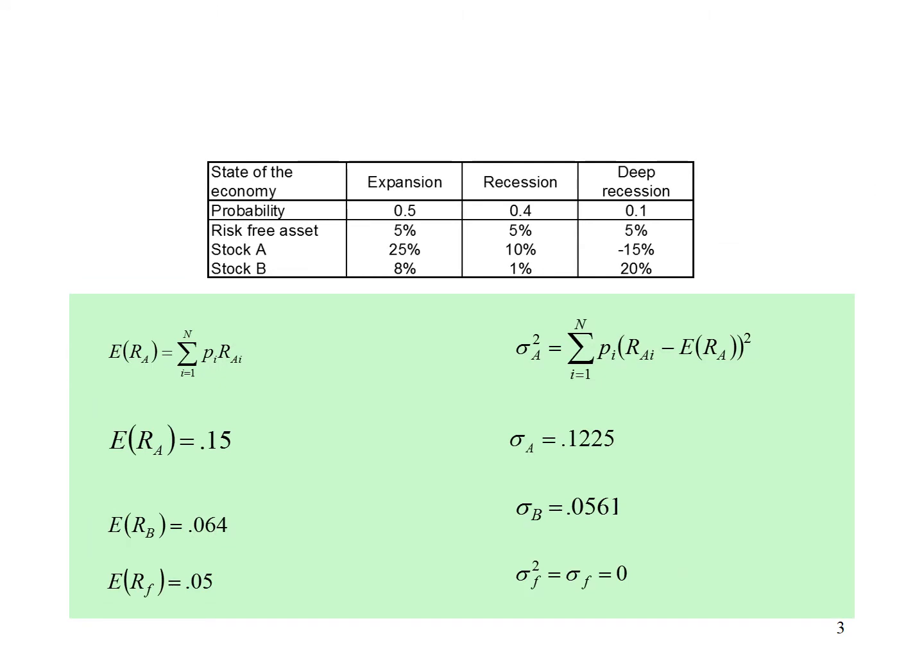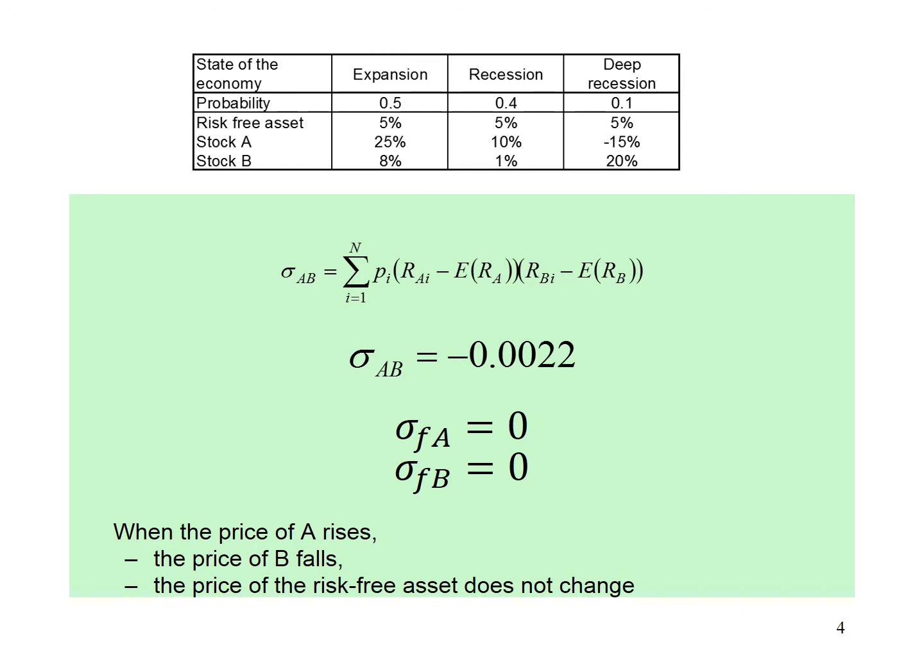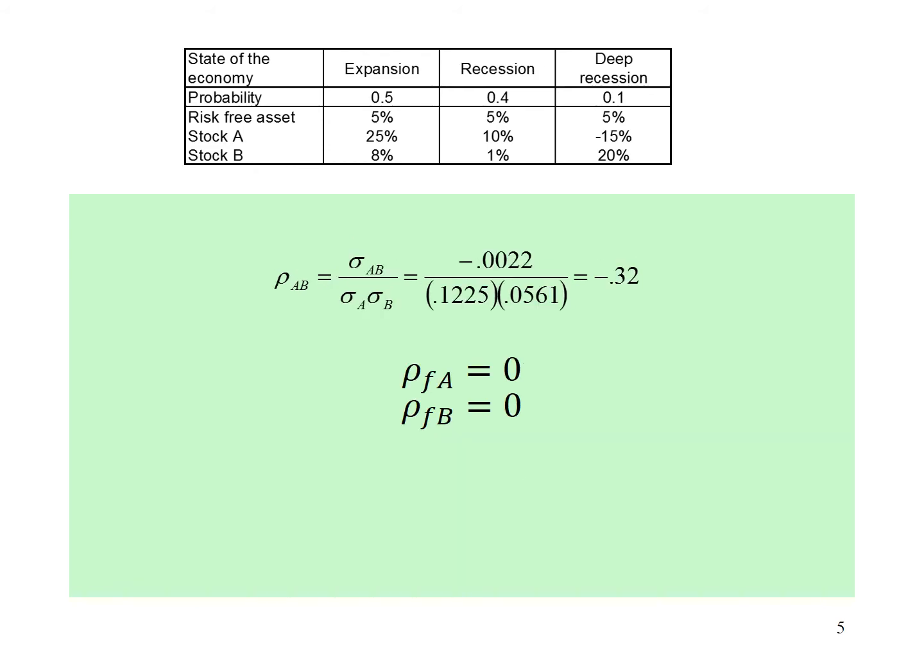Here is the formula for expected return and variance. Standard deviation is the square root of variance. This formula enables you to calculate covariance between A and B. Here is the formula to calculate correlation coefficient between A and B. Correlation coefficient is actually equal to covariance of AB divided by standard deviation of A multiplied with standard deviation of B.